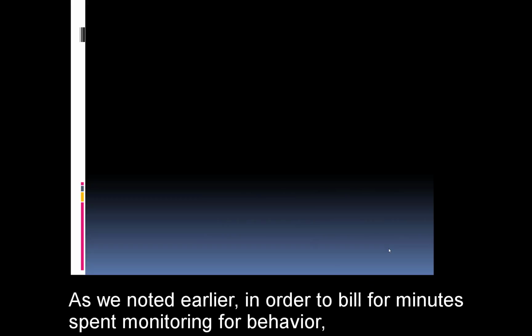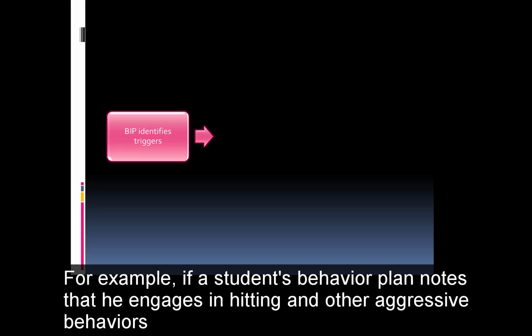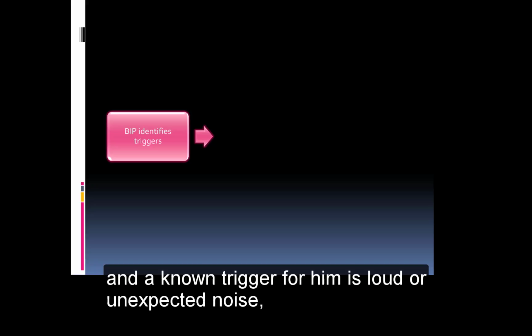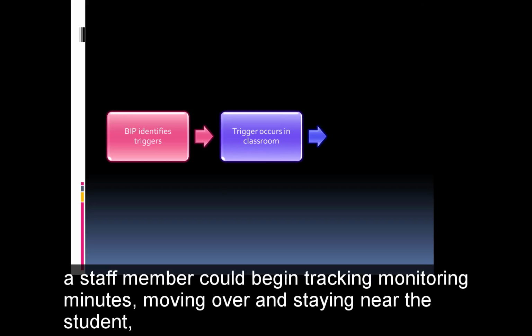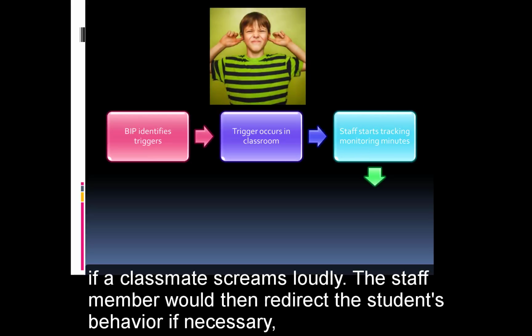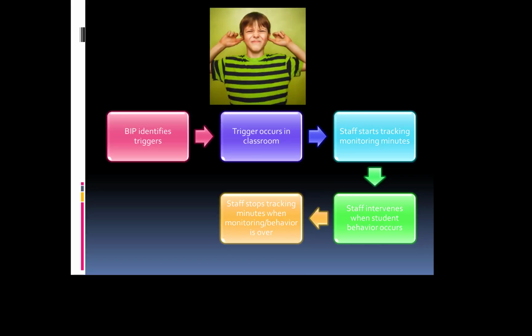As we noted earlier, in order to bill for minutes spent monitoring for behavior, a student's behaviors must already be known and the triggers identified. For example, if a student's behavior plan notes that he engages in hitting and other aggressive behaviors due to sensory concerns related to his autism diagnosis, and a known trigger for him is loud or unexpected noise, a staff member could begin tracking monitoring minutes, moving over and staying near the student if a classmate screams loudly. The staff member would then redirect the student's behavior if necessary, and then stop tracking minutes once the behavior is over or the trigger has been removed.